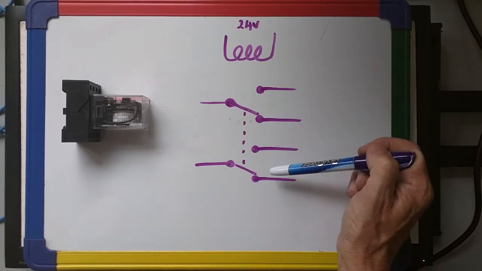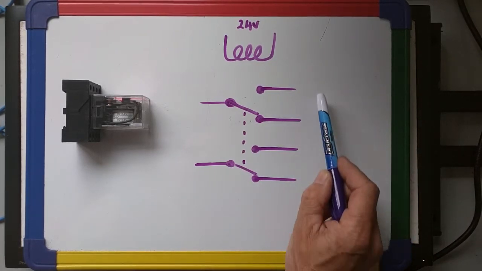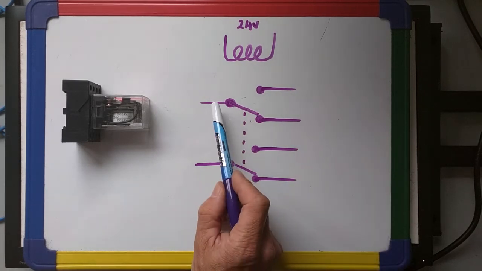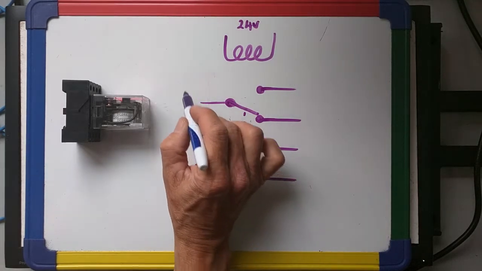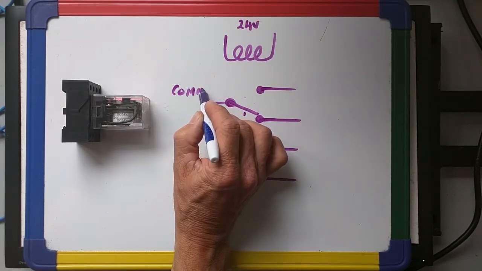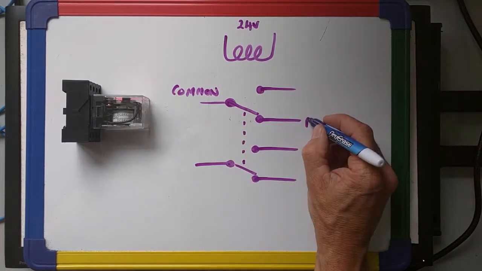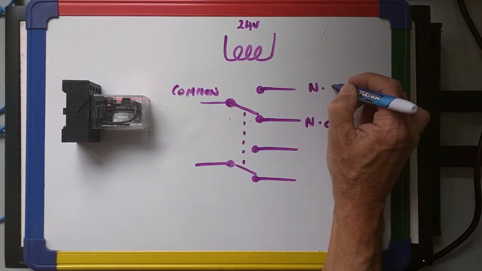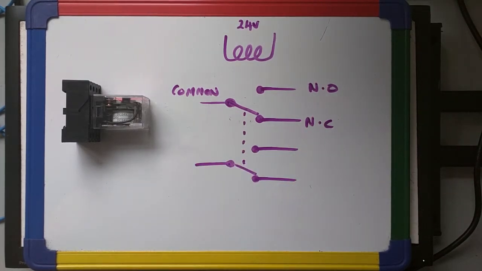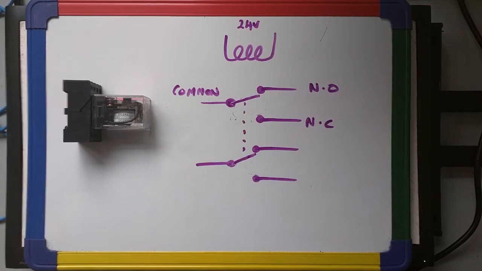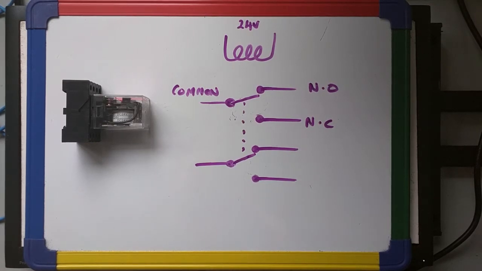But here we have two sets of contacts. Each contact set, set 1, set 2, is a changeover contact. So we have a middle connection here, which is sometimes called the common. And then we have a normally closed and a normally open. And the same thing here. And these both move at the same time, so that when 24 volts is applied to the coil, the contacts move over to this position. When the 24 volts is taken from the coil, then they move back, as you can see here.